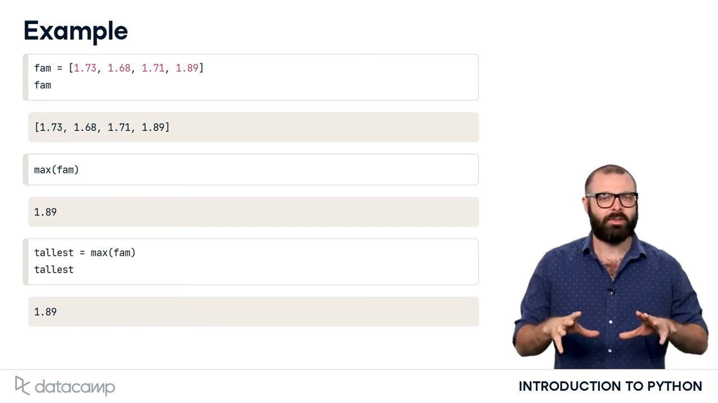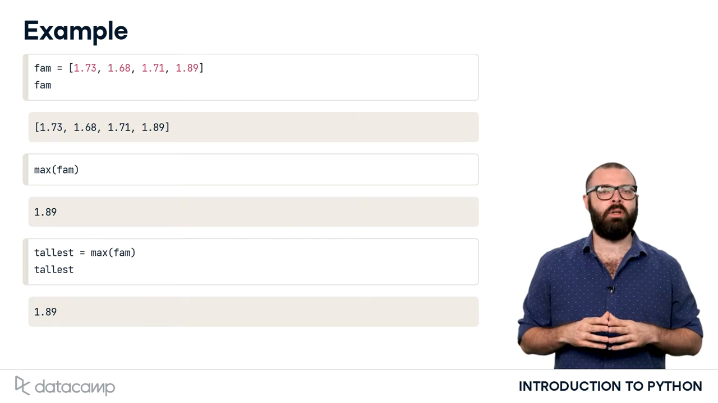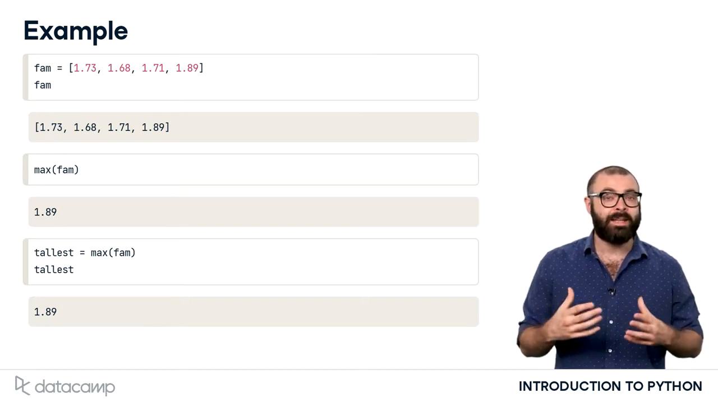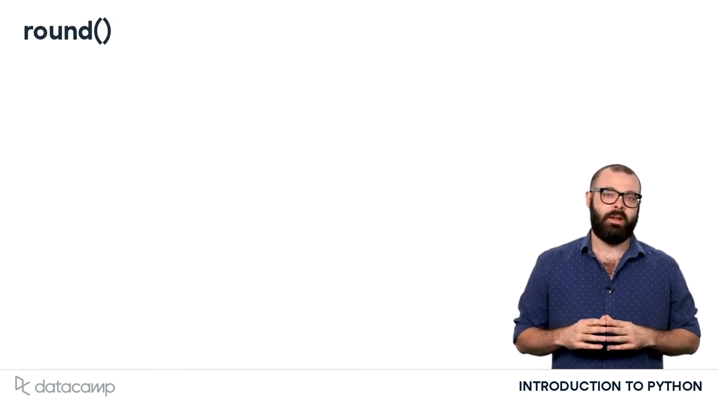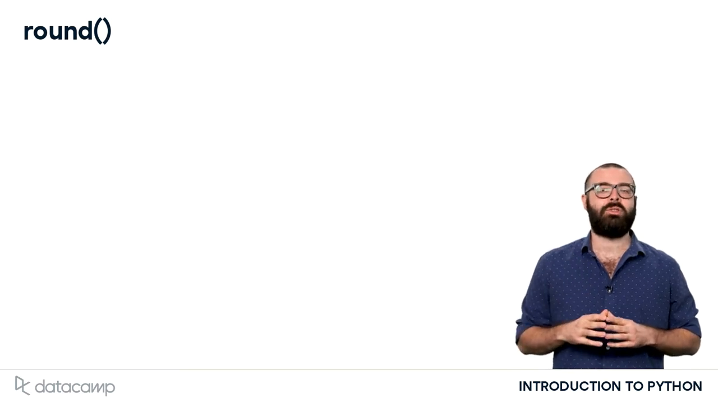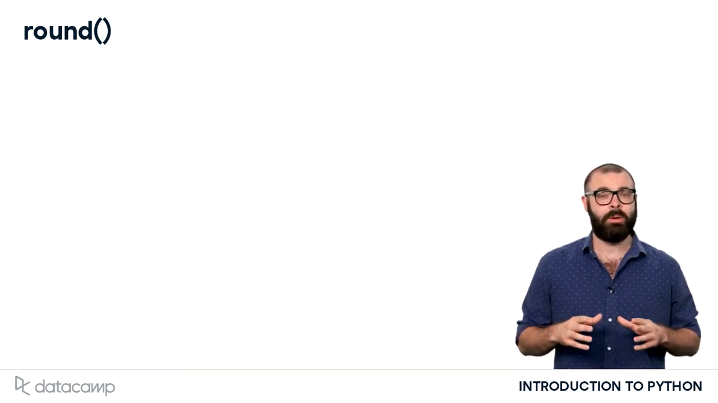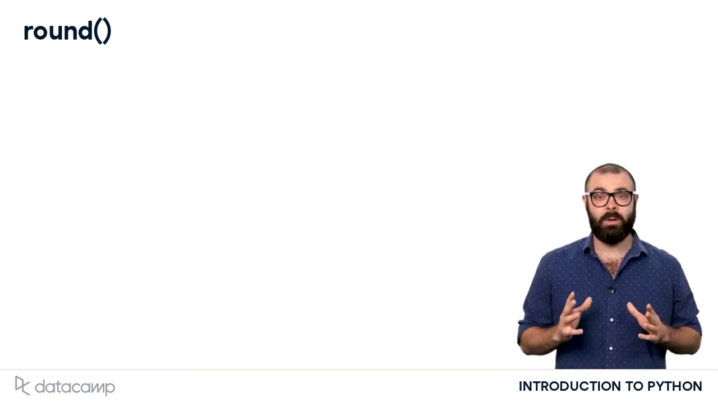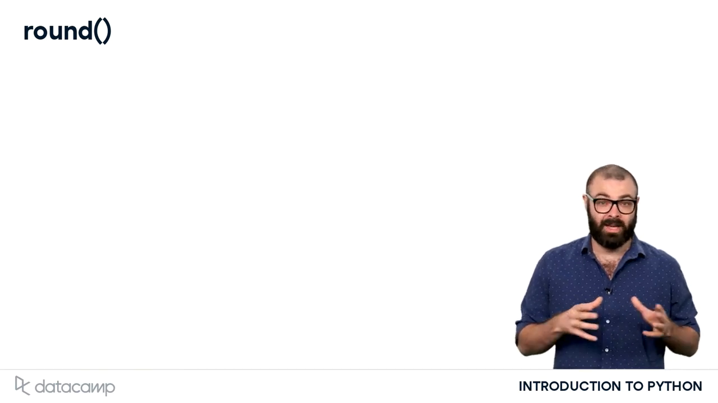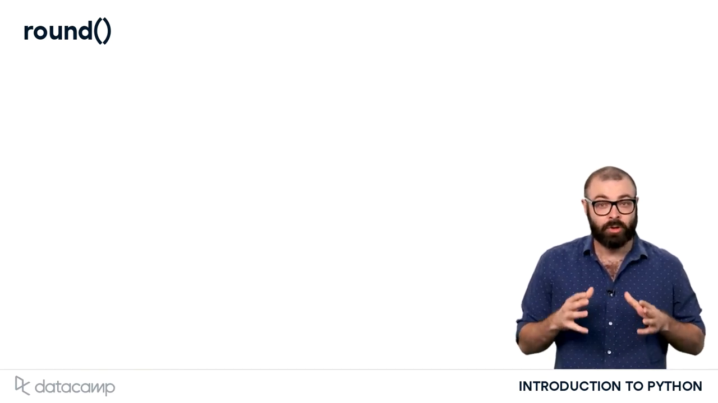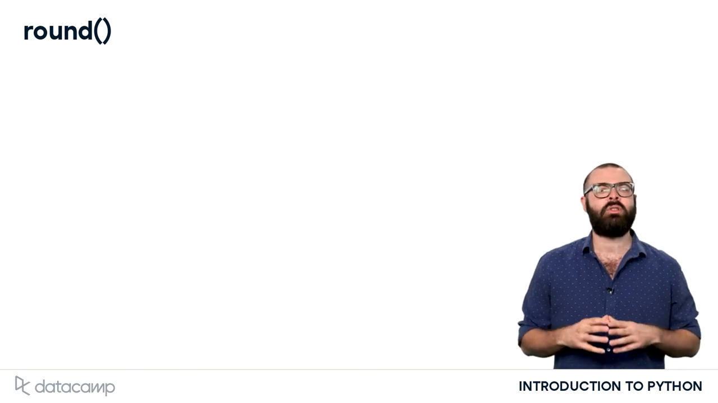Of course, it's possible to also assign the result of a function call to a new variable, like here. Now, tallest is just like any other variable. You can use it to continue your fancy calculations. Another one of these built-in functions is round. It takes two inputs. First, a number you want to round, and second, the precision with which to round, which is how many digits after the decimal points you want to keep.